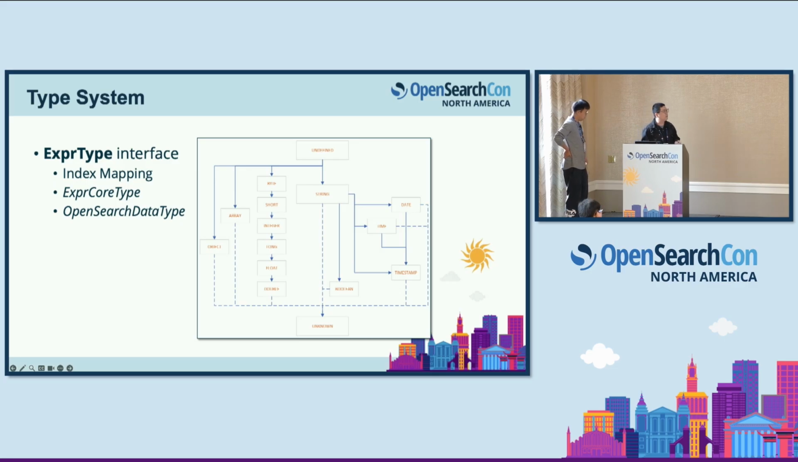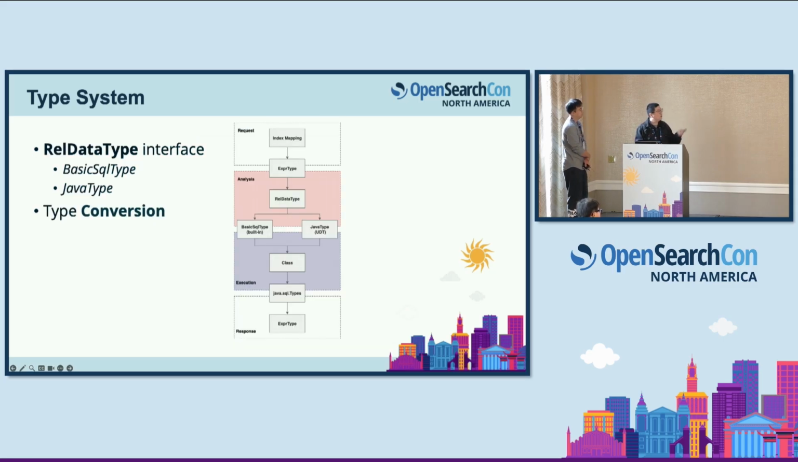ExprType provides two kinds of types: the core type and the OpenSearch data type. The core type is the one that can easily be mapped to database types, for example, integer, long, etc. The OpenSearch data type is for specific types in OpenSearch, for example, IP or geo point or something else, which are defined in OpenSearch only. So we use that interface to map them. Now we have the RelDataType, which is the interface internal to Calcite.